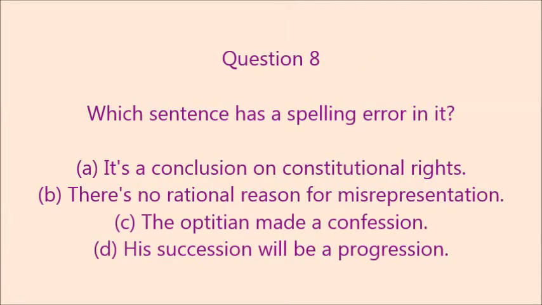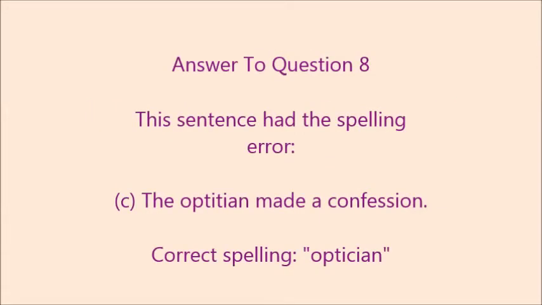And question number 8, which sentence has a spelling error in it? It's a conclusion on constitutional rights. There's no rational reason for misrepresentation. The optician made a confession. His succession will be a progression. I can tell you right now, for 8, you should have had C. The optician made a confession, because optician is spelt with CIAN at the end. So C was the correct answer there to question number 8.